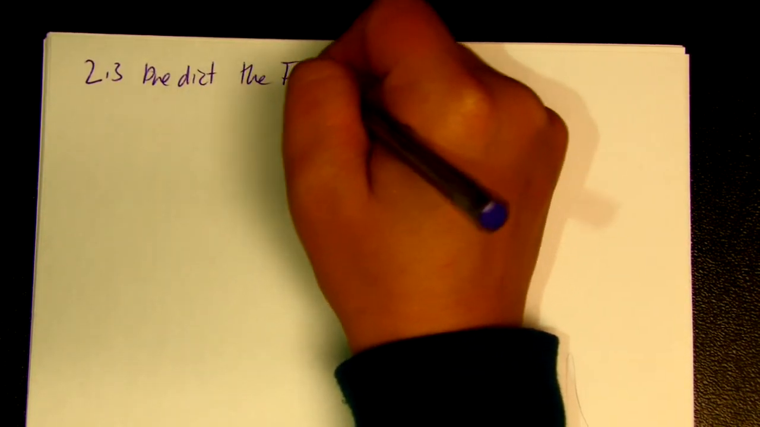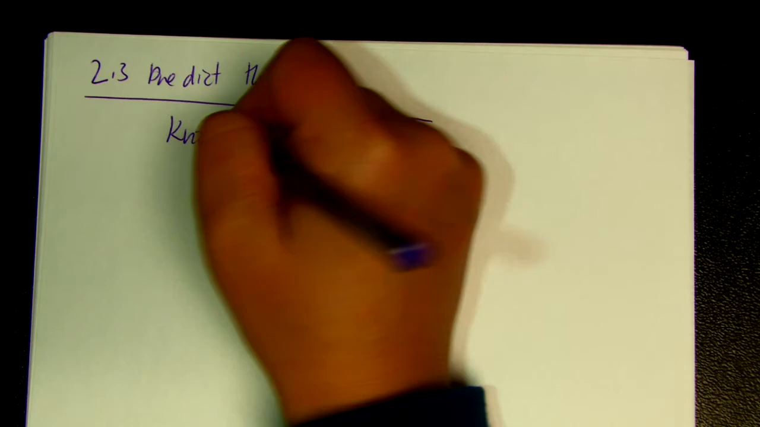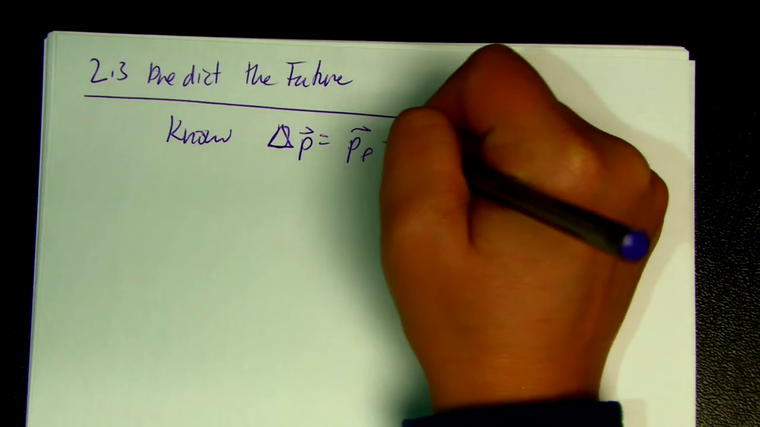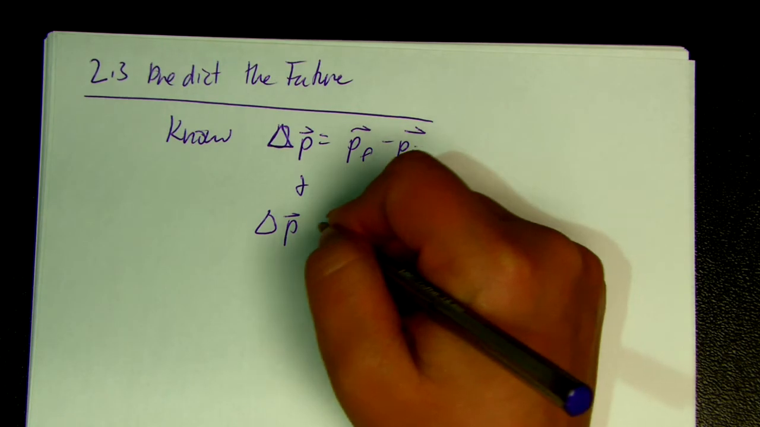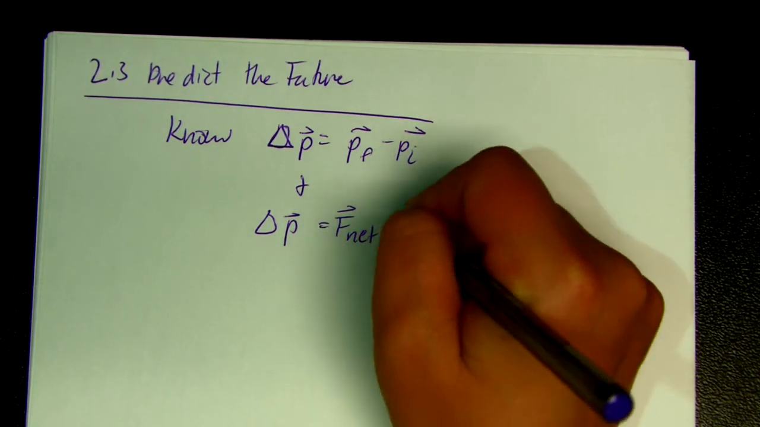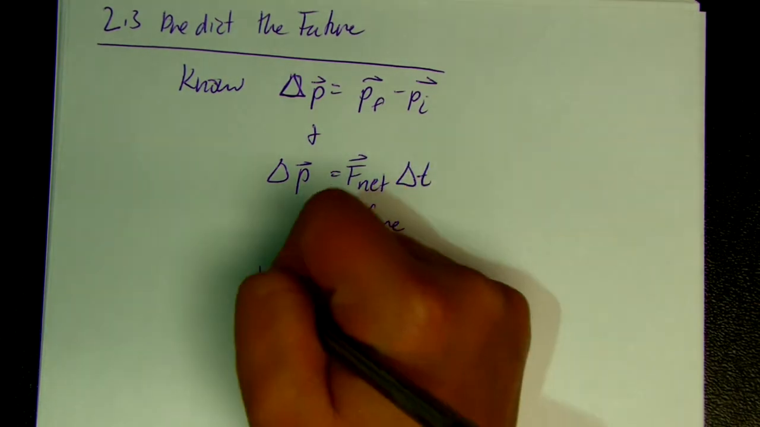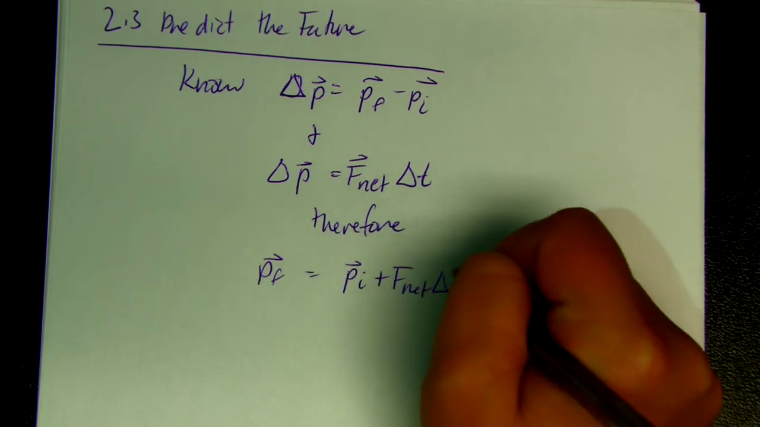All right, so moving on with the momentum principle, what we want to be able to do with it is to predict the future, namely future position and future motion. We can do this because we know that the change in momentum is equal to the final momentum minus the initial momentum, and we know that change in momentum is equal to F net delta t. Therefore, final momentum is equal to initial momentum plus F net delta t.